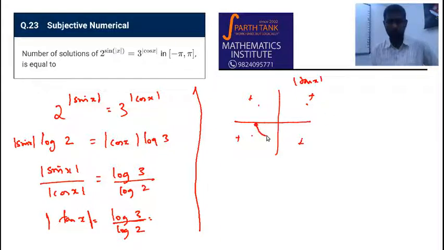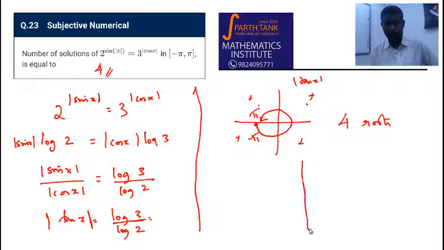Minus pi starts from here to pi is like this. So minus pi to pi covers all 4 quadrants. So there are 4 roots. So the answer is 4. Okay. You can also think of it like this.